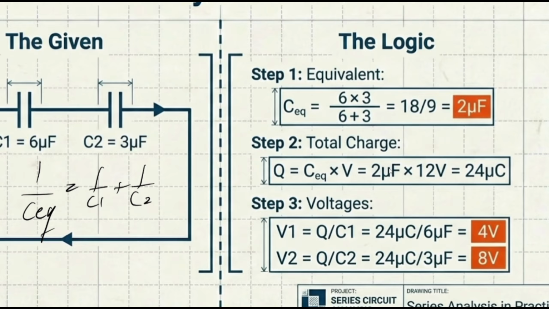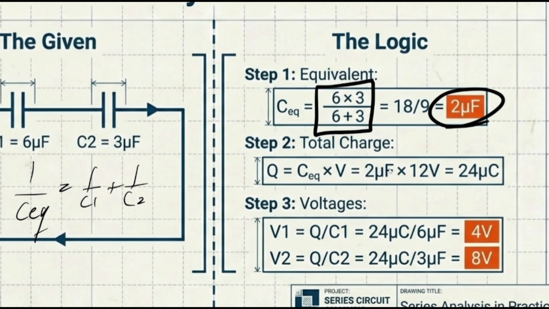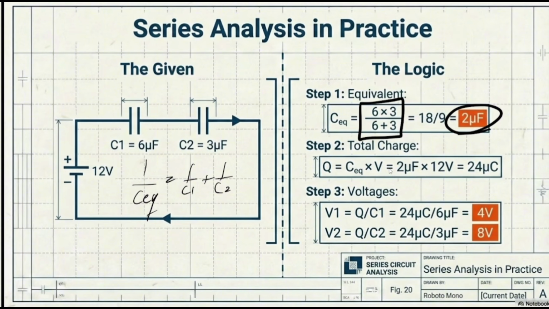The same formula that we used over here for this section. So we do have 6 times 3 divided by 6 plus 3. At the end of the day, we are going to have microfarad again. Be careful about the prefixes. Then we do have the total charge. As I just told you, at the end of the day, for the total charge, Q equals Q1 equals Q2.